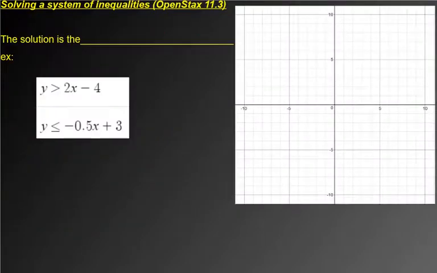So systems of inequalities, basically the idea is we need to find the area of overlap between the two graphs. So the solution is, I'm just going to call it, the overlapping shaded area.